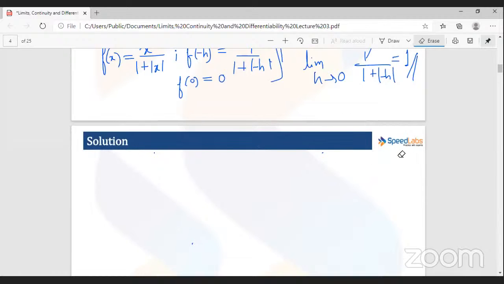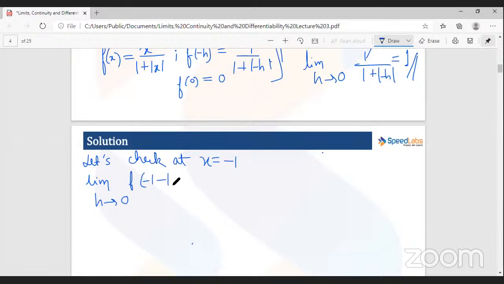So we'll check for any negative value. I'll check for x equal to -1. So at x equal to -1, what will be the left hand derivative? Limit h tending towards 0, f of -1 minus h minus f of -1 upon minus h.